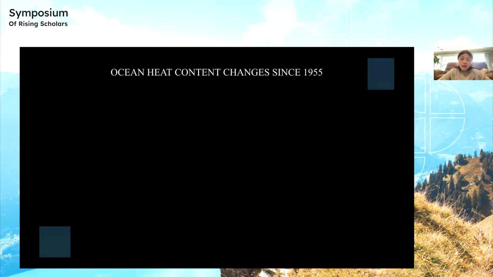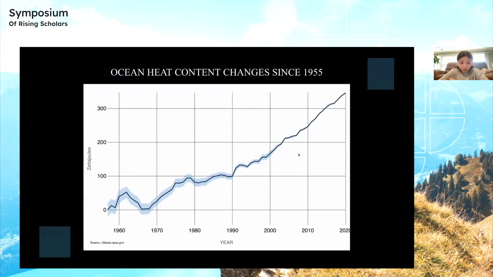However, a reminder that bleaching is mostly induced by temperature. And looking at this graph from NASA, which indicates the ocean temperature change, we can see a very, very positive trend where the ocean is getting hotter. So this graph shows that as temperature increases, bleaching will also increase in frequency and intensity.